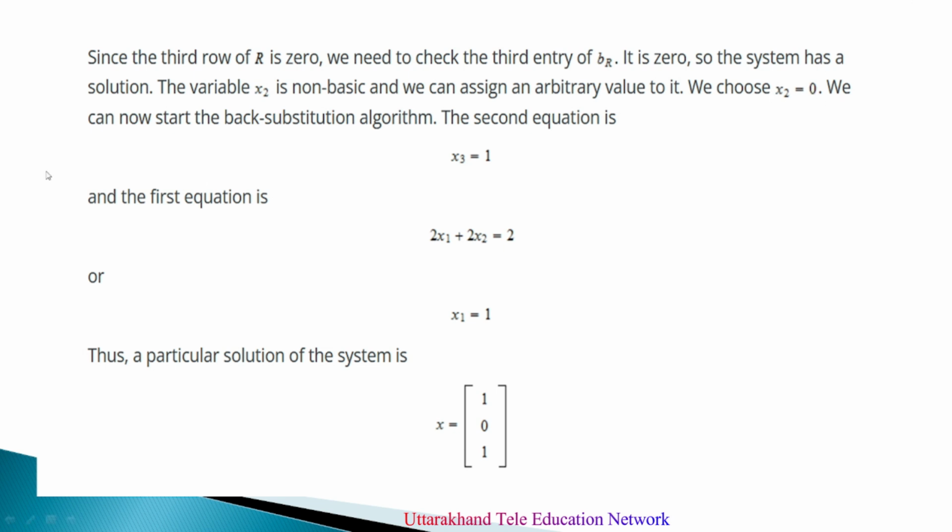Now back substitution algorithm means putting x2 equal to 0 and finding the values of other variables, like we are getting x3 equal to 1, and after that the equation emerges like 2x1 plus 2x2 is equal to 2, or x1 is equal to 1, and we have got the particular solution, and the particular solution is 1 0 1. Three variables are getting these values 1, 0 and 1 in the form of a row matrix.